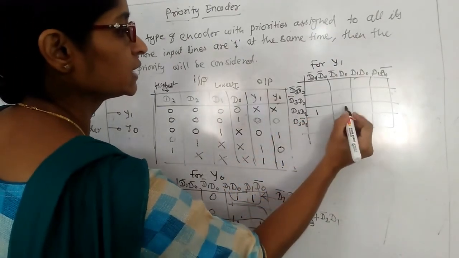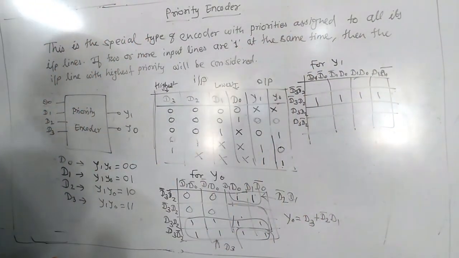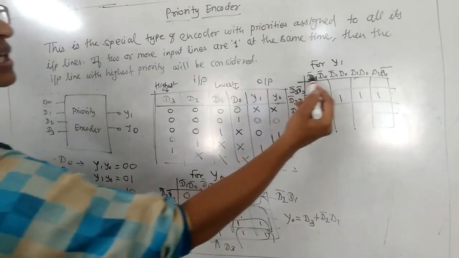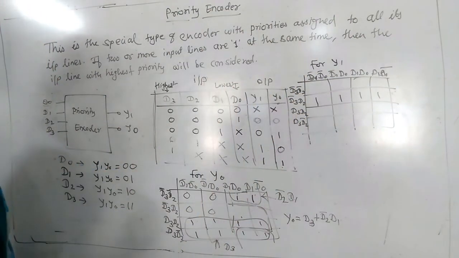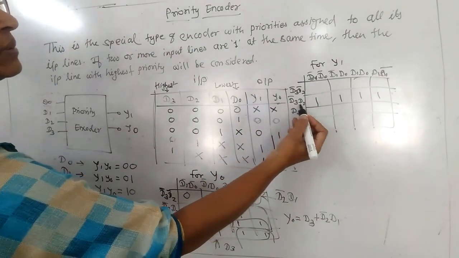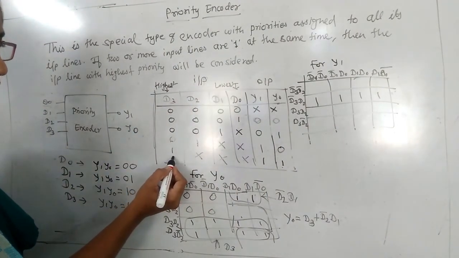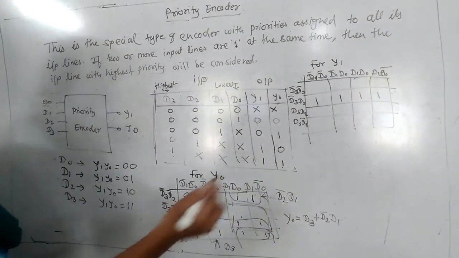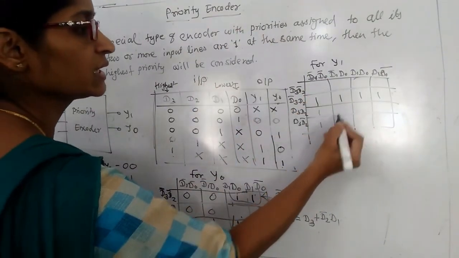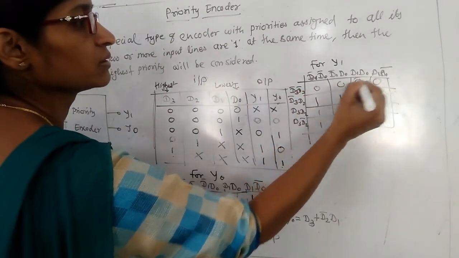So here we get 1 1 1 1. D3 must be 0, D2 must be 1, and D1 and D0 are don't care. That means whatever the combination of D1 and D0, just plot 1 for this D3 bar D2. Now it is 1 when D3 is 1 and all other inputs are don't care. So here D3 is 1 and D2, D1 and D0 are don't care. So here we get the 1s. Put zeros in the rest of the cells.